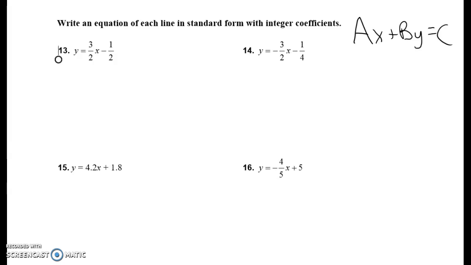To finish this worksheet, we're going to write the equations in standard form. That means the x term has to be in front, then the y, then the equals, then the number. So the first thing we want to do is make sure the x term is in front. So in problem 13, go ahead and subtract the 3/2 x to the other side.